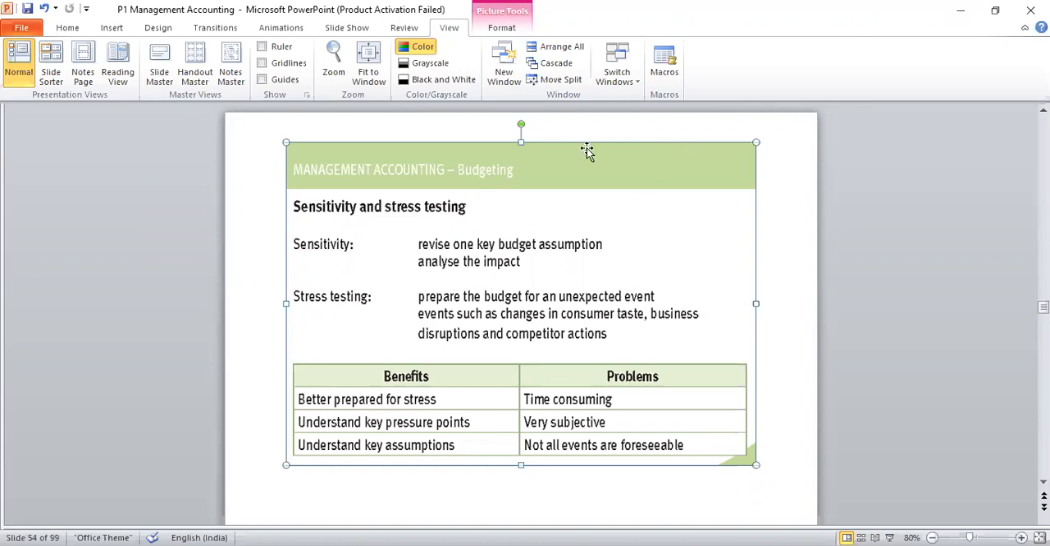So here it says that revise one key budget assumption and analyze the impact. So there is one at a time. There are other techniques also which take multiple changes and then observe what is the impact on the output. But this talks about sensitivity analysis, taking one key variable at a time and then making a change in that to understand what is the impact of this change on the output.